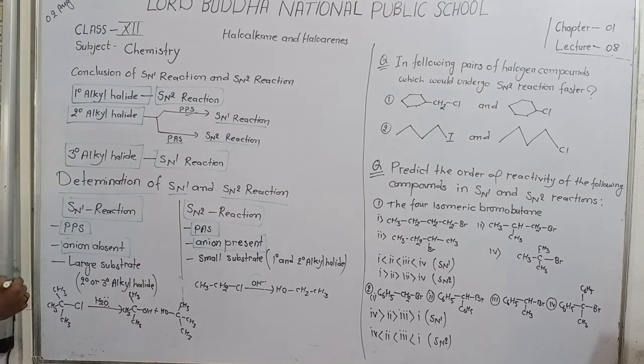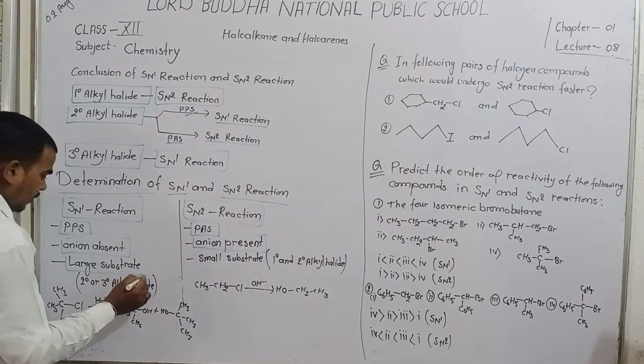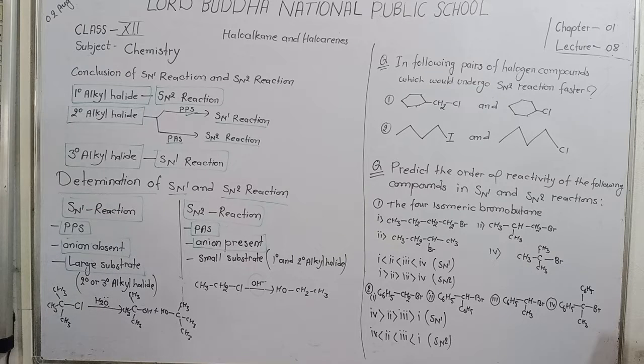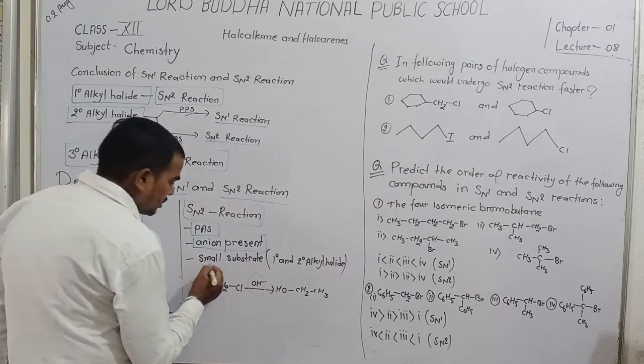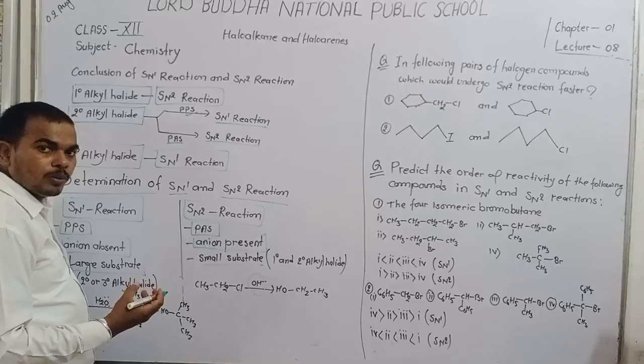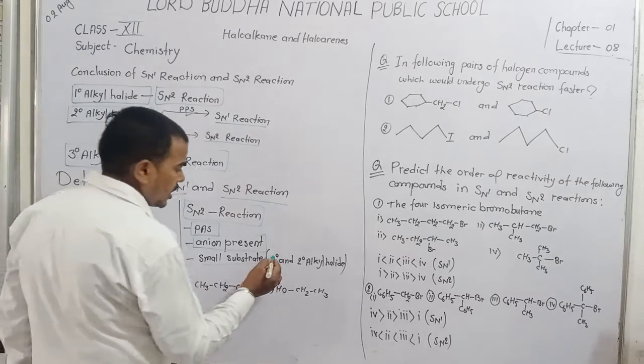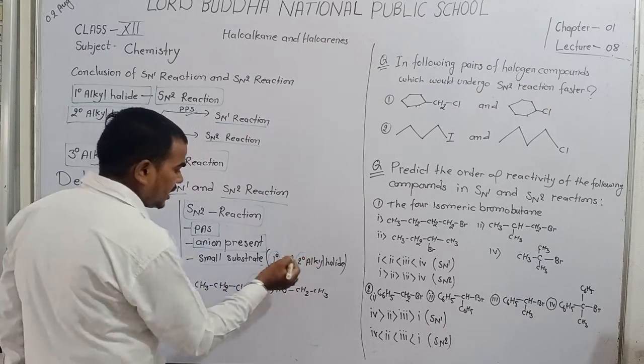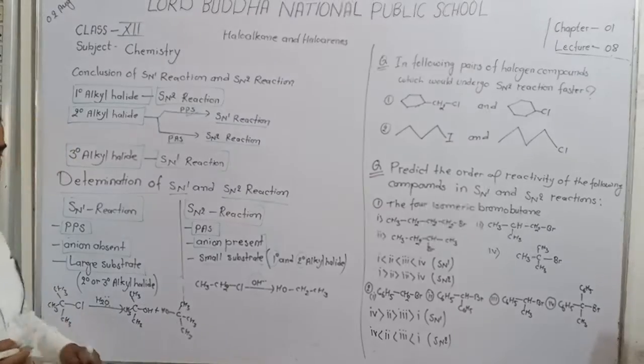Okay. Dear student, large substrate is favorable. Large substrate means bulkier group is favorable, like 2 degree or 3 degree alkyl halide, that is a bulkier group with more steric hindrance, so bulkier groups are favorable for the SN1 reaction. But a smaller substrate means less bulky group, less hindrance, like 1 degree, 2 degree alkyl halides, which are favorable for SN2 reaction.